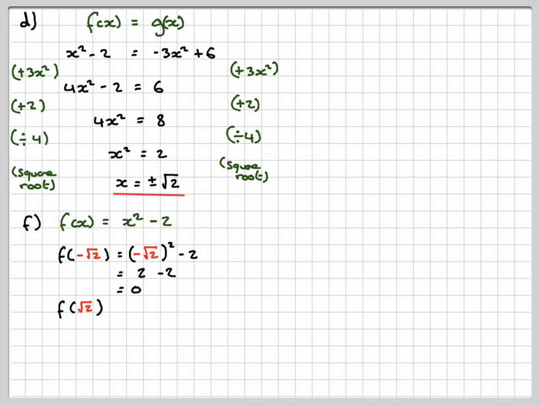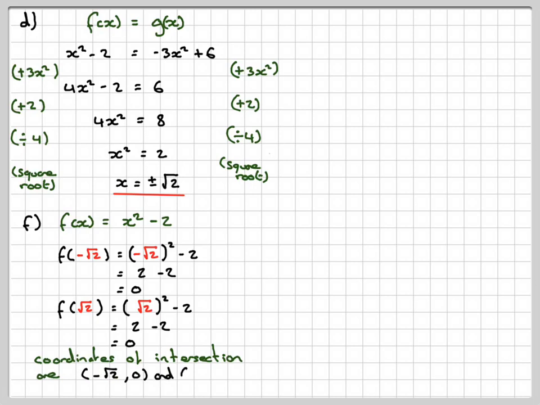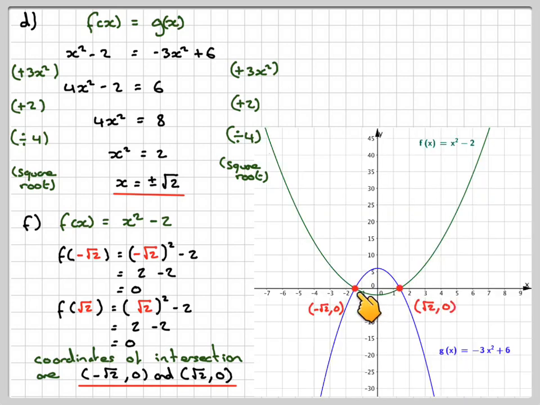Similarly, for f of root 2, it's the same idea, and you end up with 2 minus 2, which is 0. So the coordinates of intersection are minus root 2, 0 and root 2, 0. These are shown here on the graph. 1.4 is about root 2, so we get minus root 2, 0 here, and we see root 2, 0 here on the graph. So those are the points that we found by solving this equation.